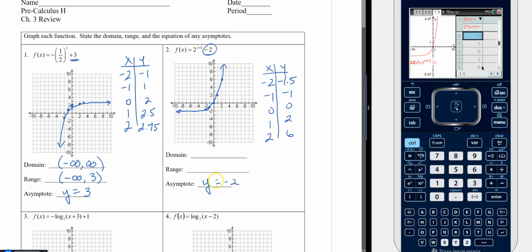Asymptote y equals -2. Domain, again, is all real numbers, as it always will be for exponential functions. And my range is -2 till infinity.